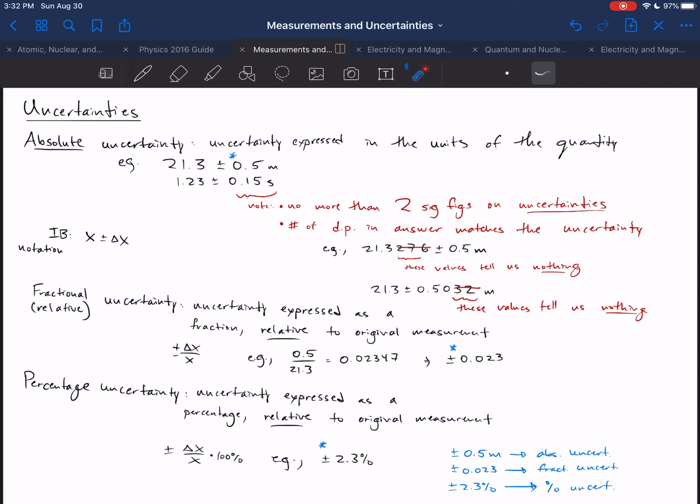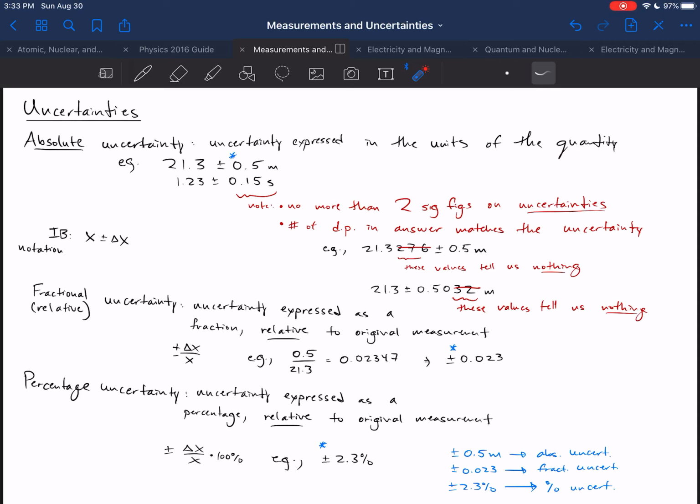Alright, so on any physical measurement given in the IB for experimental work, and actually in science in general, you should always have an uncertainty. Okay? But there are different ways of representing that uncertainty, and they serve different purposes. The first kind is the obvious one. This is known as absolute uncertainty, and it's the uncertainty expressed in the units of the quantity.